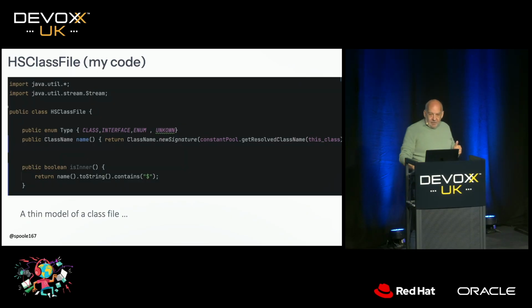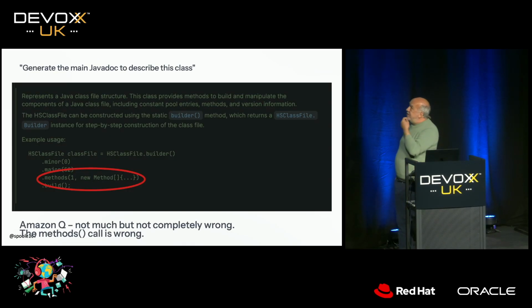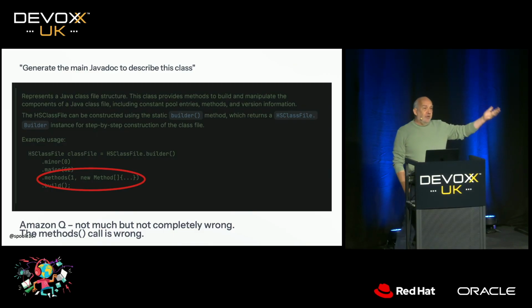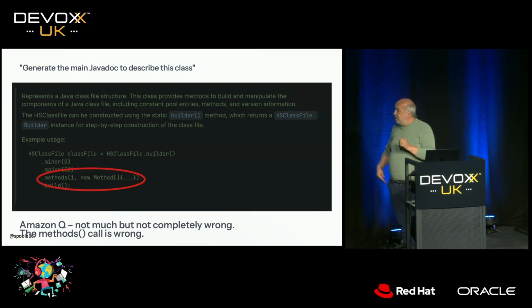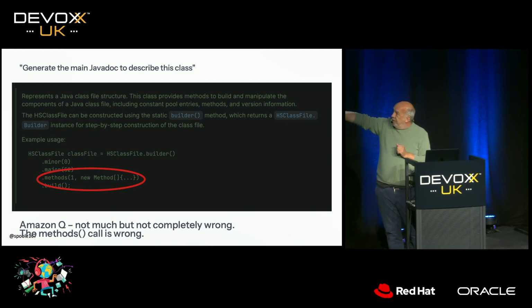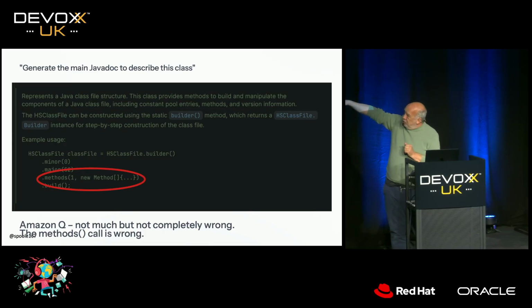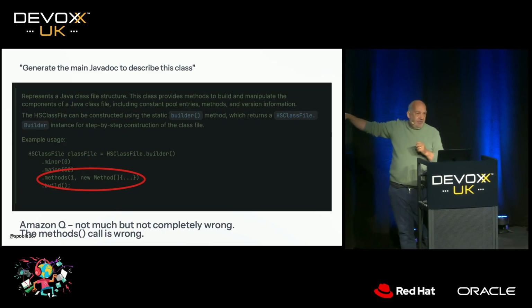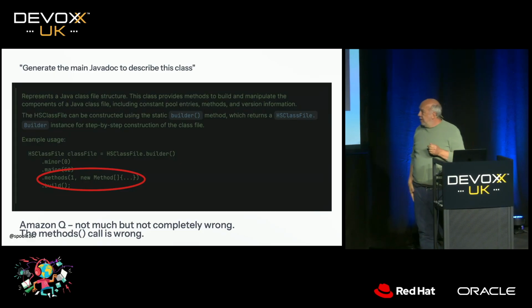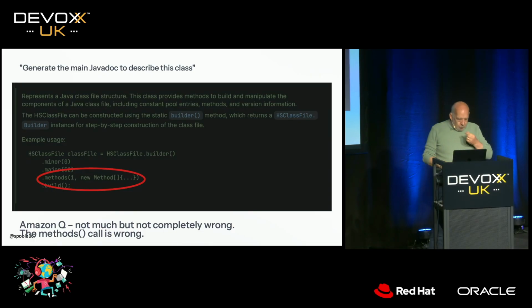Let's ask some questions, okay? Can you generate the main Javadoc to describe this class? So I upload the code to the ones that are online, or if they're embedded in the IDE, I point the AI at them and say, do this. And Amazon Q, a little bit. Okay, so I've got some Javadoc. Lovely example inline. Screwed that up a bit because that method signature doesn't operate that way. But okay, fine. Not the greatest, but it worked.